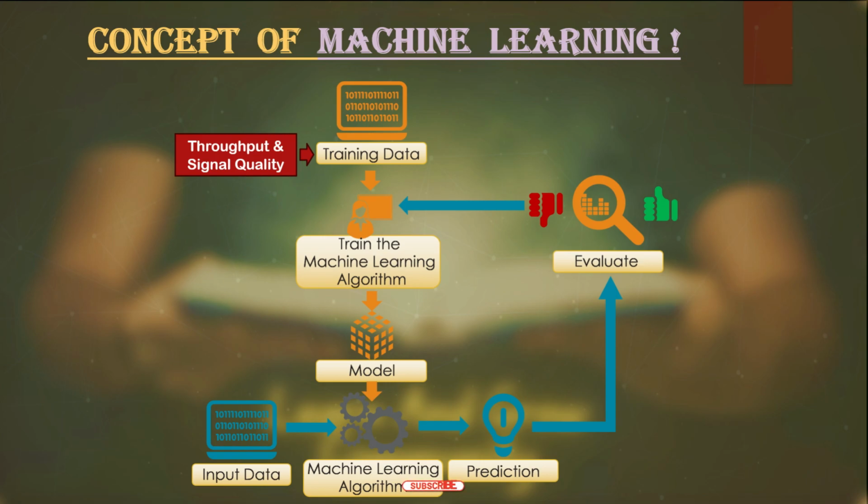This model can be used individually for some specific tasks, or maybe it will act just like a small, individual component of a bigger system. That's how machine learning systems work.